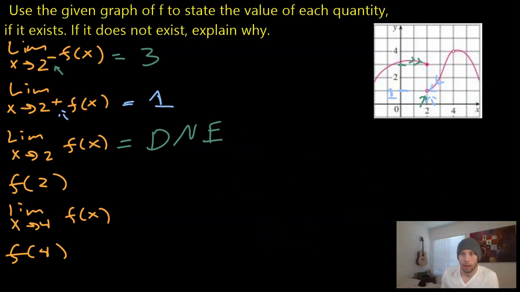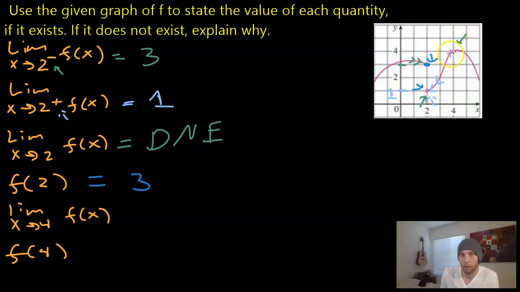Next question. It says, what's the actual f of 2? The actual f of 2 value is going to be the point that's filled in. See that point? It's filled in, whereas down here at 1, it's empty. So I'm going to say that's equal to, in fact, 3. So it's equal to that earlier limit because it's got that filled in hole. Next, they ask, what's the limit as x approaches 4 of f of x? So now we're looking over here at this 4.